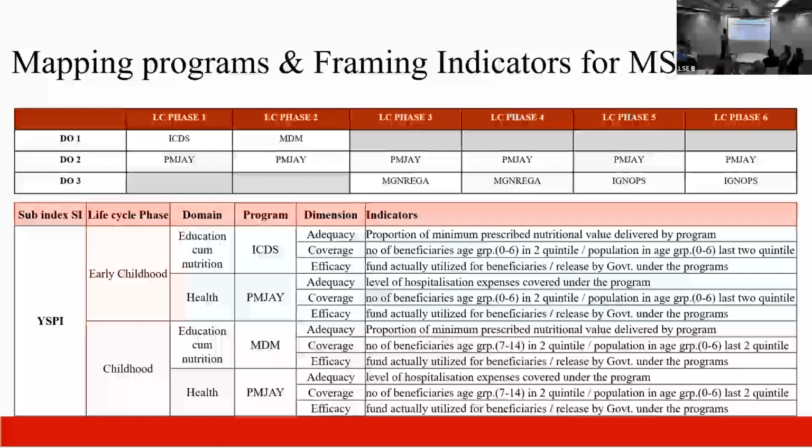For coverage, it's again 0 to 6, and as I mentioned, for coverage I am not taking the BPL line, because I had a discussion with Professor Christian on how to get the eligible population calculated, and the BPL line may not always give the right picture. So what I have done here is to take the last 2 quintiles. For each age group, the last 2 quintile population is considered the eligible population, and then I'm looking at to what extent this population is being covered, which will give us the coverage.